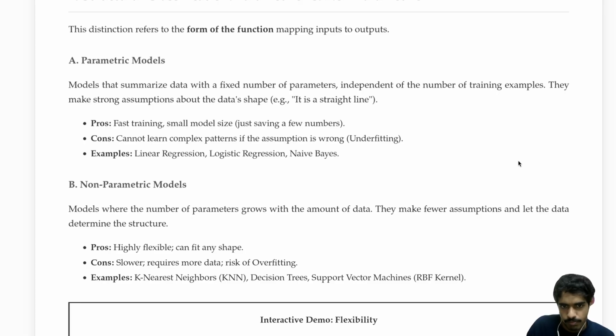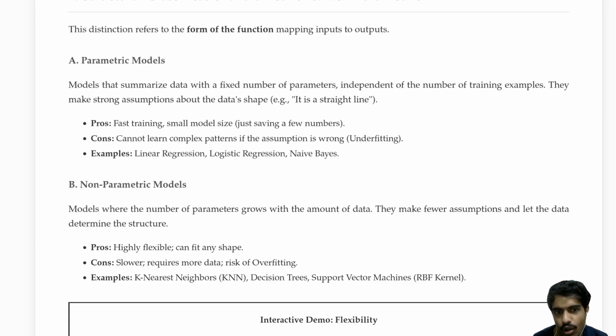So, a parametric model is like a suitcase with a fixed size. No matter how much data you have, the model size stays the same. Think of a linear regression. It assumes the data is a straight line. It only needs to learn two numbers: the slope and the intercept. It's fast, but it makes huge assumptions, right?